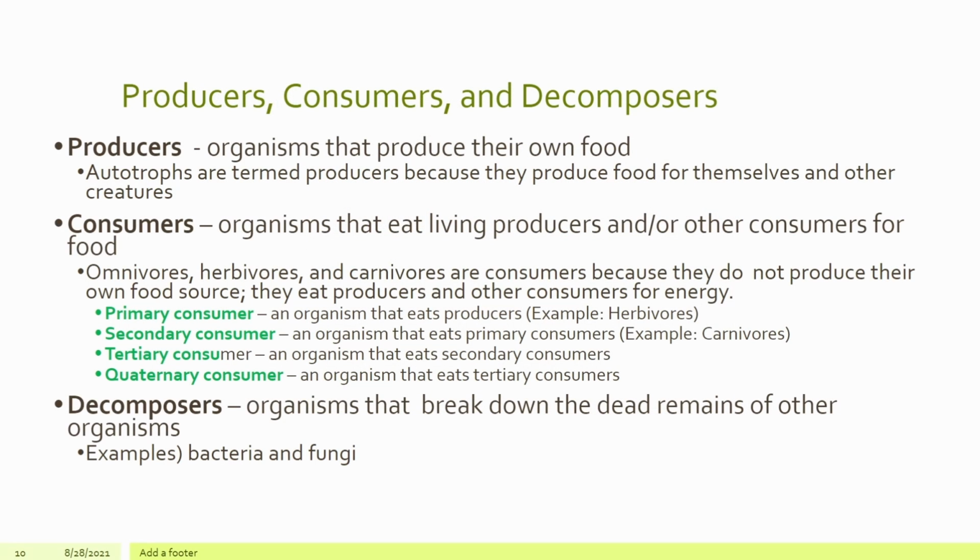So here are some definitions we want to go through. There are producers, organisms that produce their own food. We also know them as autotrophs, but they're being termed producers because they produce food for themselves and other creatures.